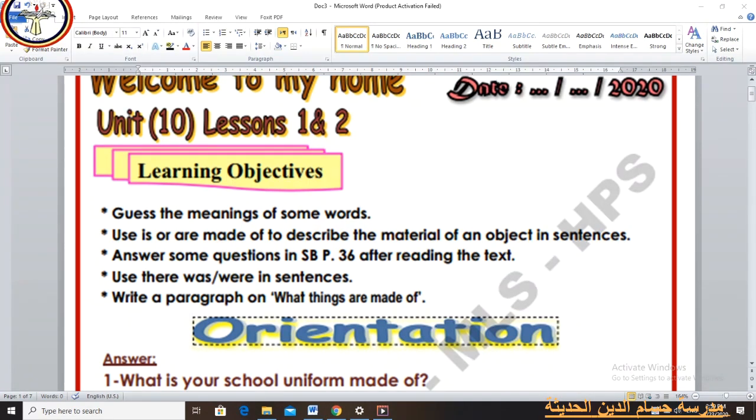Guess the meanings of some words. Use is or are made of to describe the material of an object in sentences. Answer some questions in student book page 36 after reading the text. Use there was or were in sentences. And at last, write a paragraph on what things are made of.